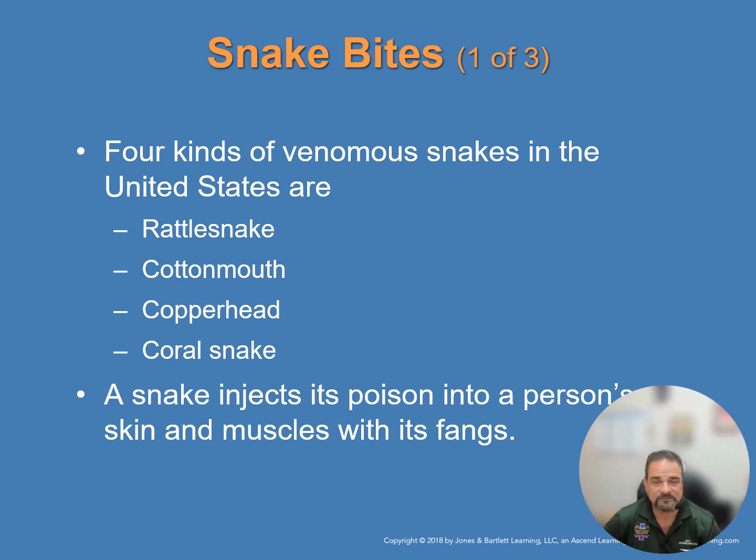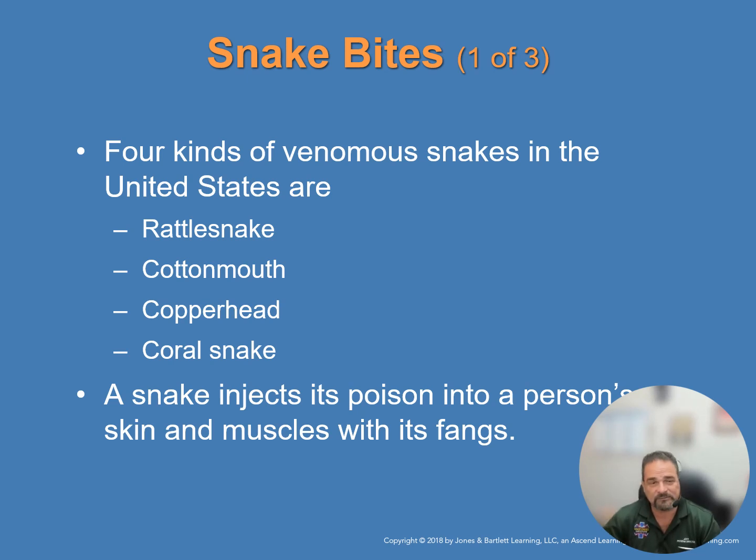All right, snakes. Ooh, yuck, snakes. There are four kinds of venomous snakes in the United States, and they pretty much come down to what we call a category of having a pointed snout. They are very specific because they have fangs that retract up into their mouth. Those would be rattlesnakes, cottonmouths, copperheads, and coral snakes.